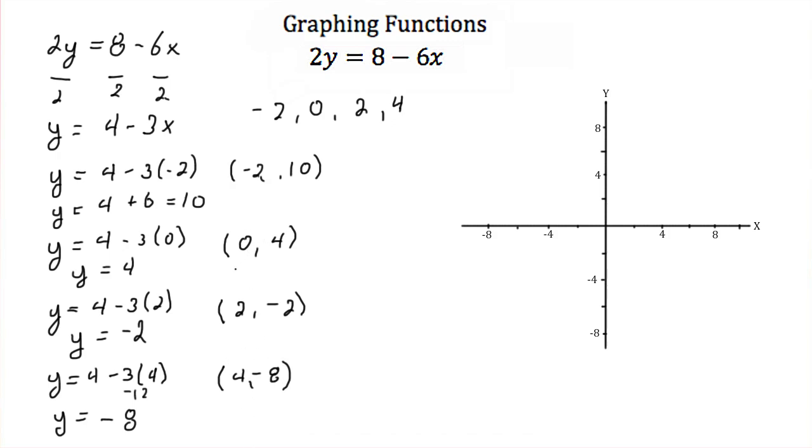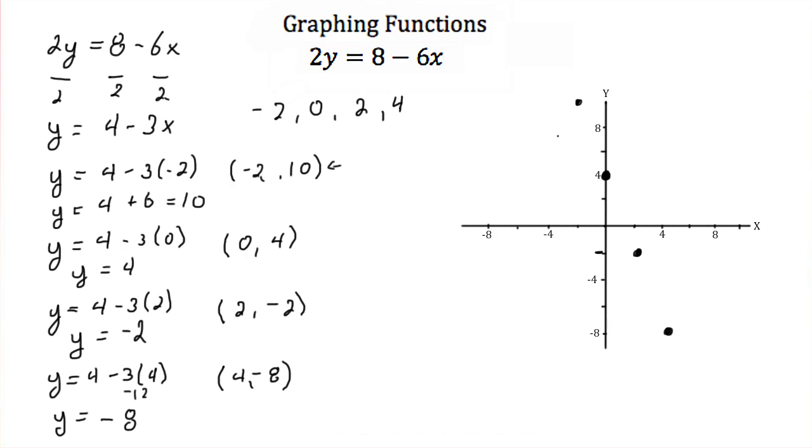So let's plot these points on our axes. Go to negative 2 for the first one on the x-axis, and then up to 10 on the y. So our first point is about here. The next one is 0, 4. 0 on the x is at the center of the axis, and 4 on the y is right here. The next one, 2, negative 2: 2 on the x-axis, negative 2 on the y, so our next point is here. And then lastly, 4 and negative 8: 4 on the x-axis, negative 8 on the y. So those are the 4 points that we found.